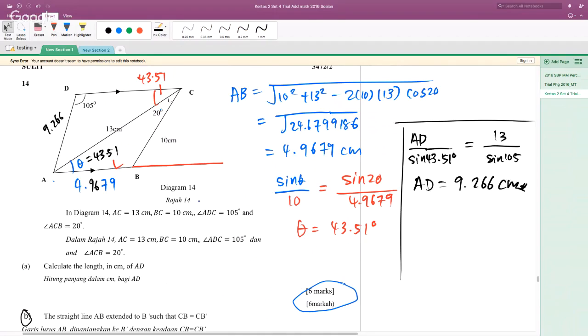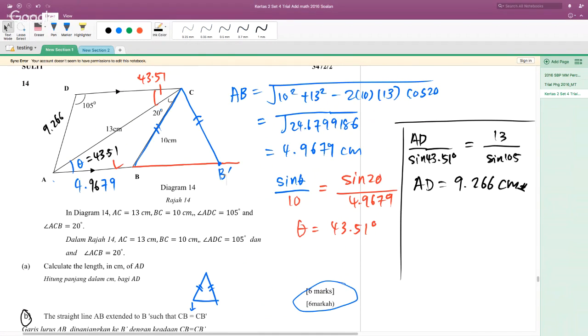Okay, such that CB equals the new B. So, where is the CB? Okay, this is CB. I will need to have the same distance, same length. So you always imagine an isosceles triangle. That means I need to draw another line which is the same length as CB. So I draw another line the same length as CB. So here should be my new B.